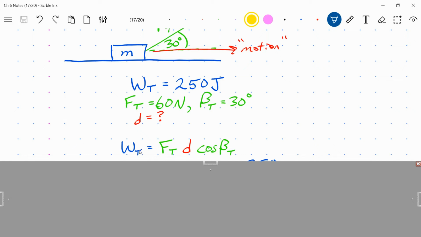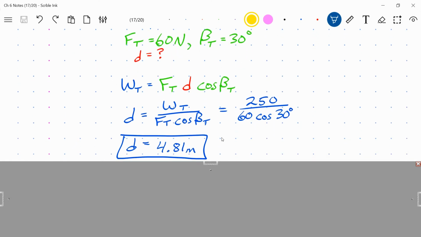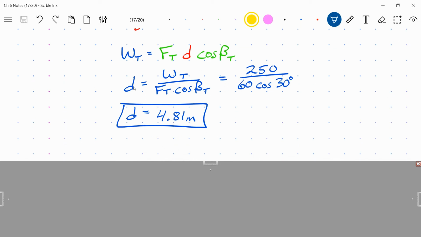So the work done by any one force, for example, the tension force, is equal to the force of that particular force, the tension force, times the distance that it moved throughout that force pushing, multiplied by the cosine of the angle that pertains to that force. In this case, again, the tension force. So we know everything that we need to calculate the distance moved, so I just did the algebra here, solved for d, work done by tension divided by the force of tension times cos beta, put the numbers in and got an answer.